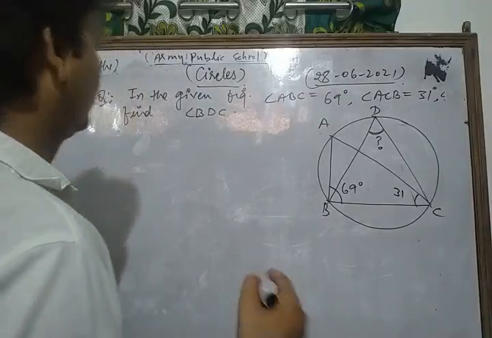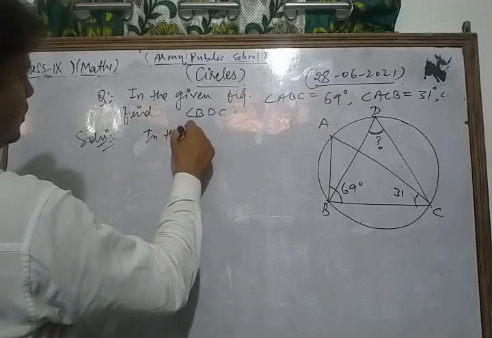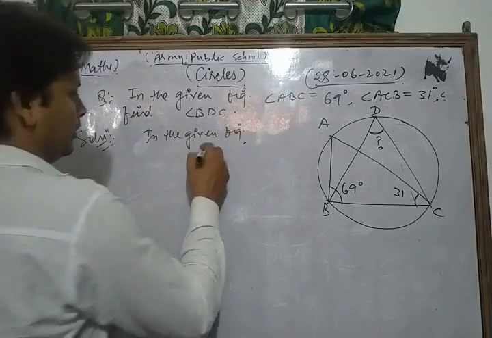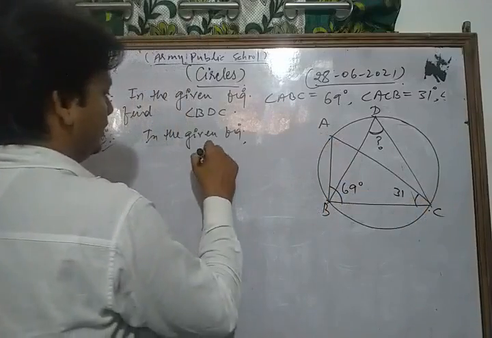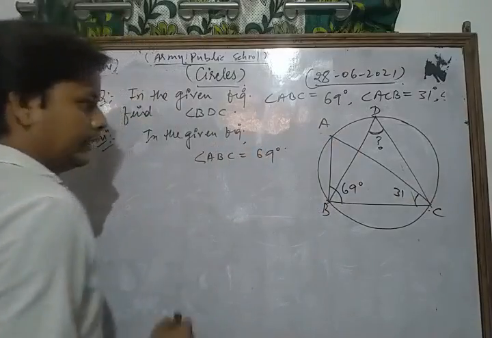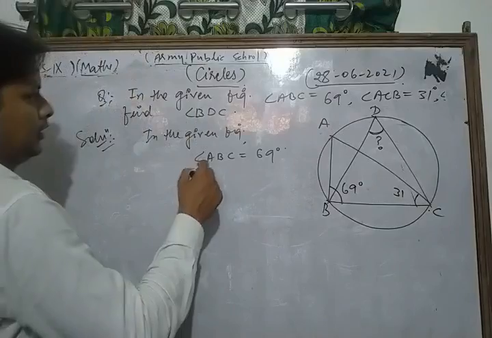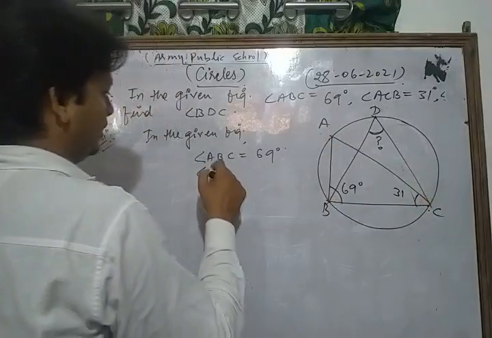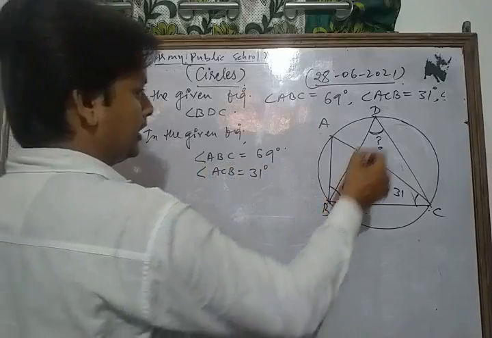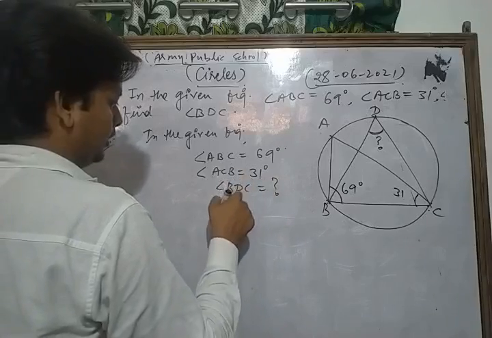Dear students, let's see its solution. So in the given figure, angle ABC is what? 69 degrees. Angle ACB is what? 31 degrees. We find angle BDC, which we have to find.